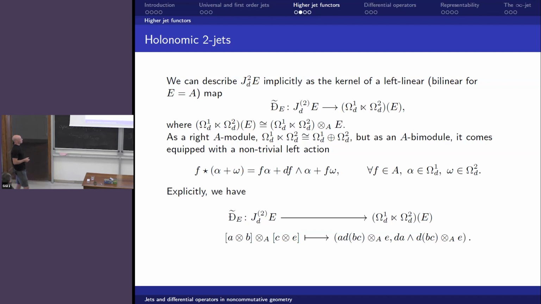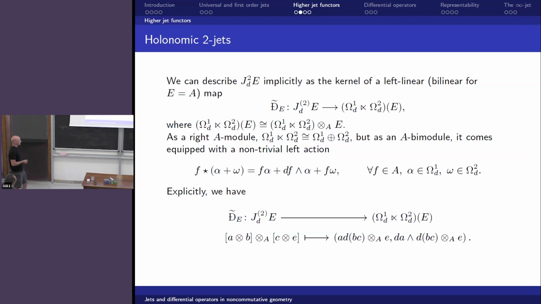And this perspective on jets as a kernel of some map was already seen by Spencer and Goldschmidt in the 60s and 70s when they were first looking at these things, but they never really explicitly said what this space was. But if you play around, you can see what it is. This will turn out to be a lift of a differential operator. So you could call this a formal differential operator.